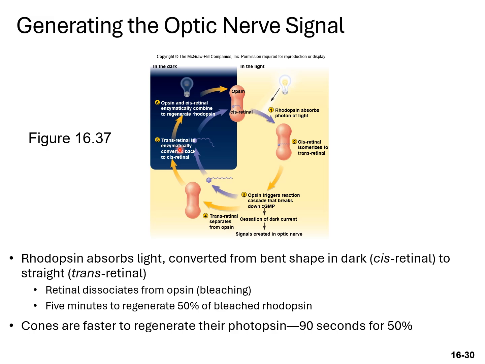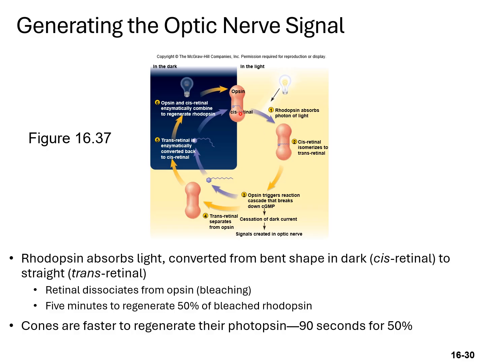So in the dark, I always start kind of over here. We're just going to kind of reabsorb and add up these different types of molecules. The opsin and cis-retinol enzymatically combine to regenerate rhodopsin. So opsin and retinol become combined. Light comes on. Rhodopsin absorbs a photon of light.